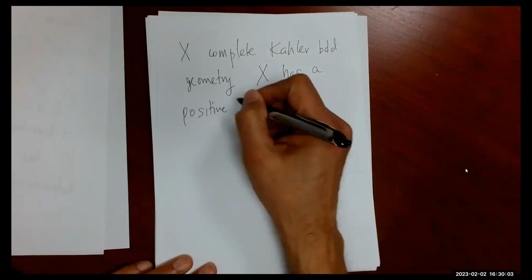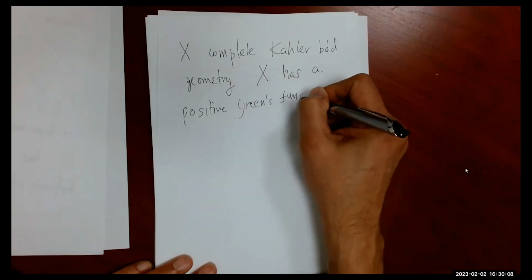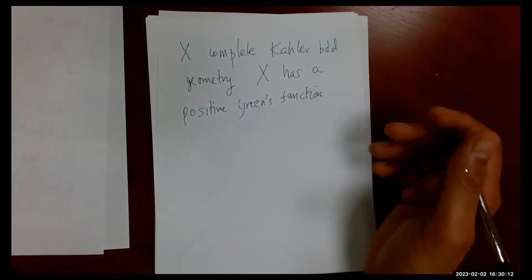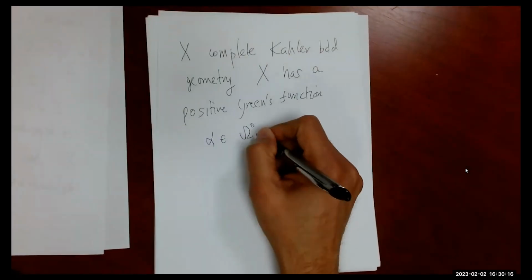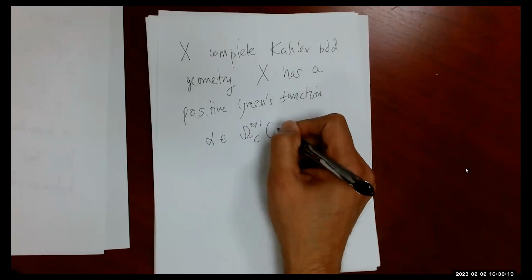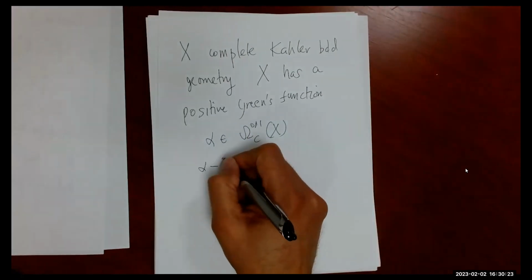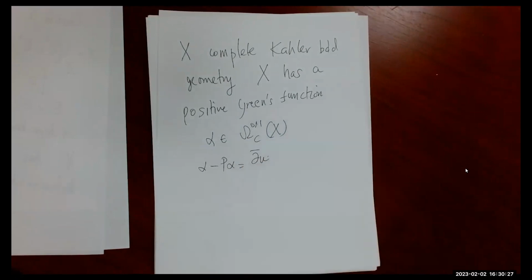Positive Green's function. So then what do we do? If you have alpha, which is, say, compactly supported on X, then we look at alpha minus the corresponding harmonic projection, and you write it as T bar of something using the Green's function, and the U will have similar behavior at infinity as the Green's function.